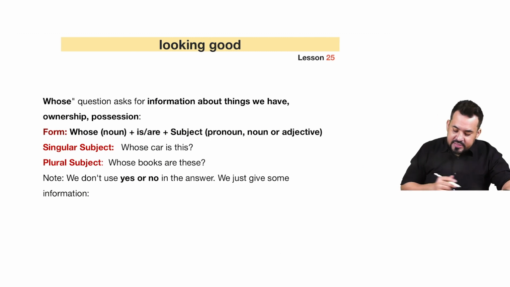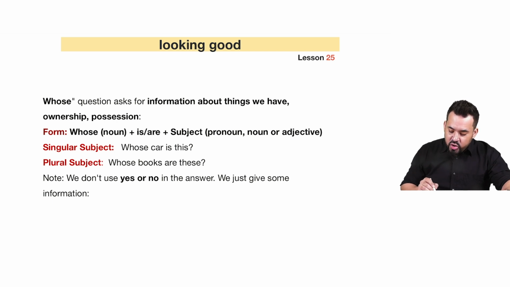Okay, now let's take a look. Whose is a noun. We form the question by adding an auxiliary plus a subject after it. Singular subject, whose car is this? Plural subject, whose books are these? Both are correct. You can use it with single and plural.